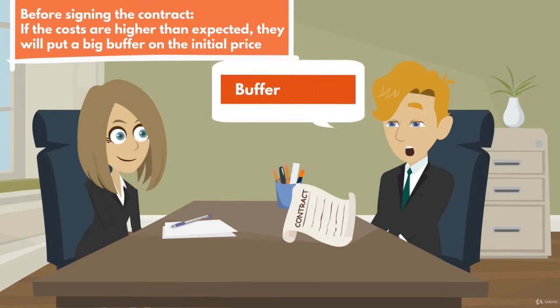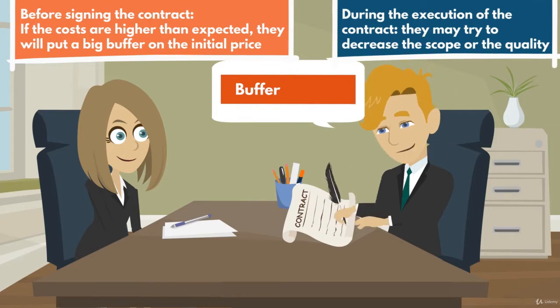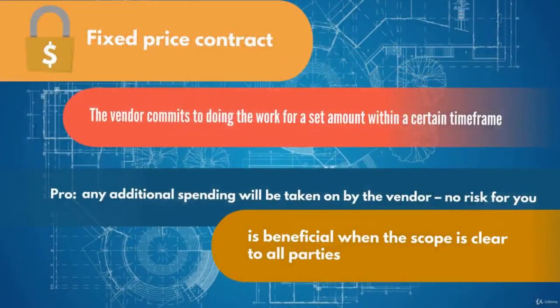Or if they find that costs are getting too high, they may try to decrease the scope or the quality in order to compensate. So know that this is beneficial to use when the scope is clear to all parties, but a good analysis is important prior to making agreements.